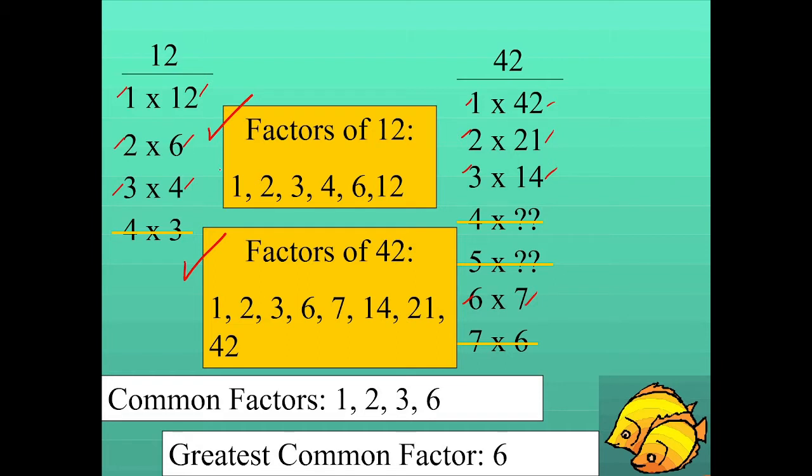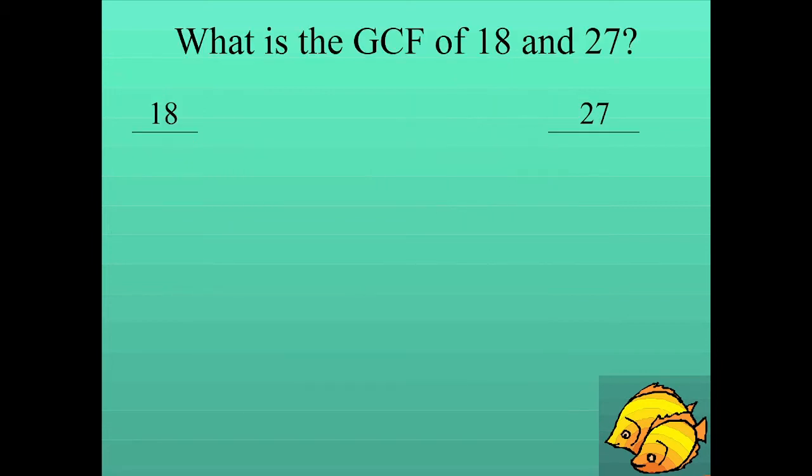The common factors are 1, 2, 3, and 6. But the greatest common factor is the number 6. Okay? That's one method of getting the GCF. Let's have another one, 18 and 27. What are the factors of 18?